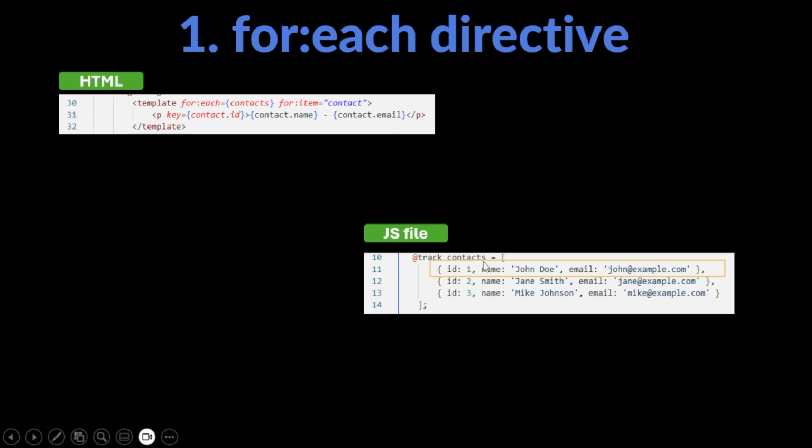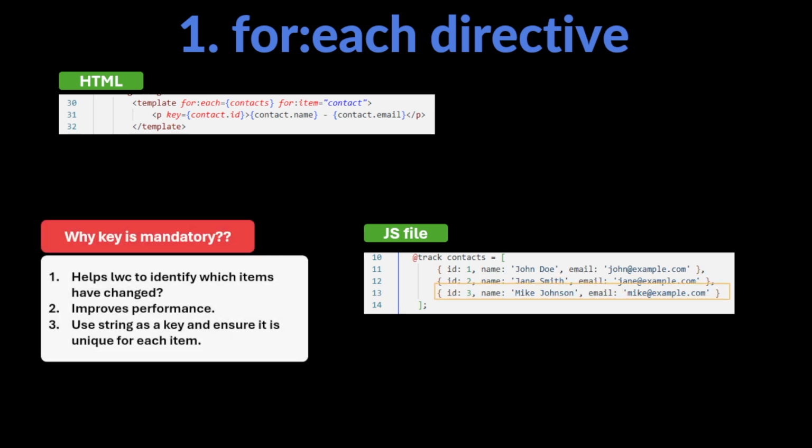And on the JS file you can see we have the list of objects. The first one is the first object, the other one is the second object, and the third one is the last one, right? So key is basically mandatory whenever you are using the for:each directive. The reason is it helps LWC to identify which items have changed. So let's say you have a list of 3 items, and in the JS file the third item name is getting changed.